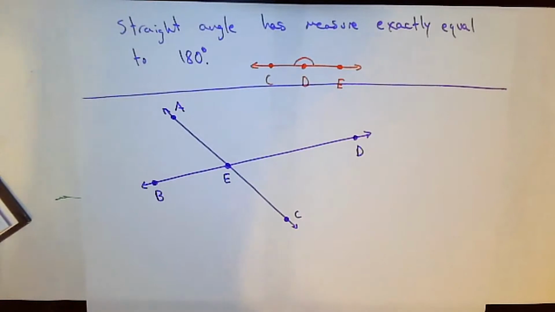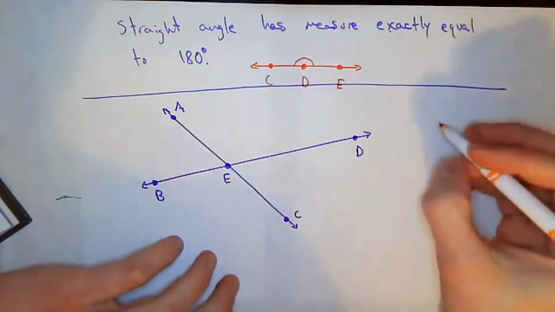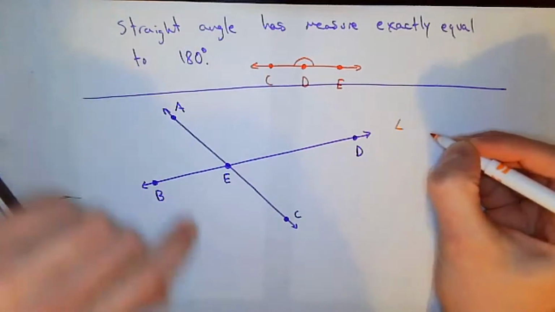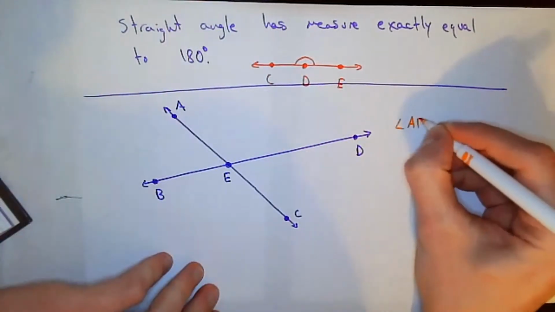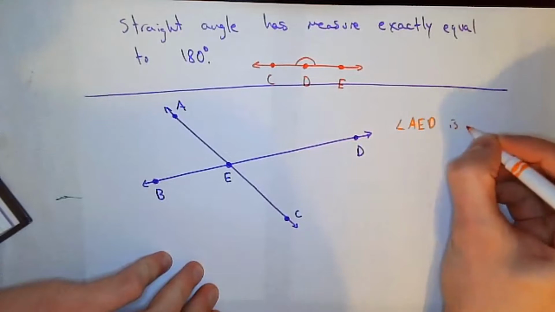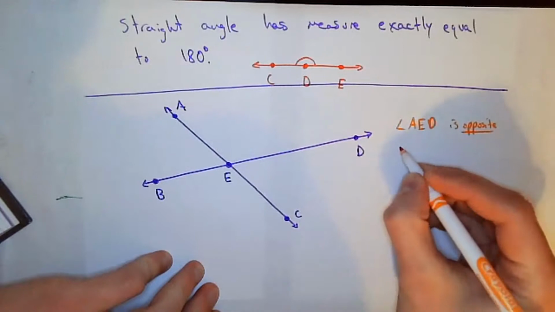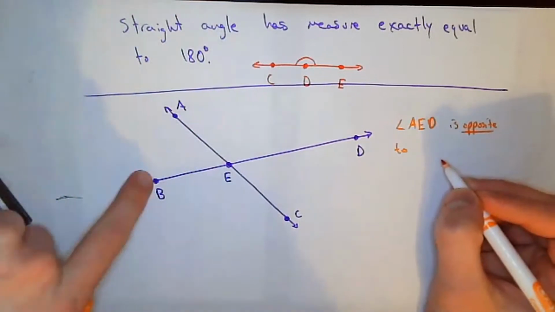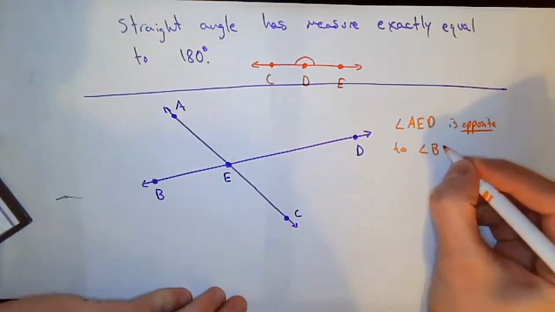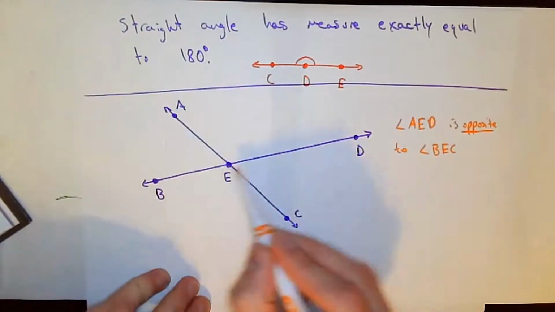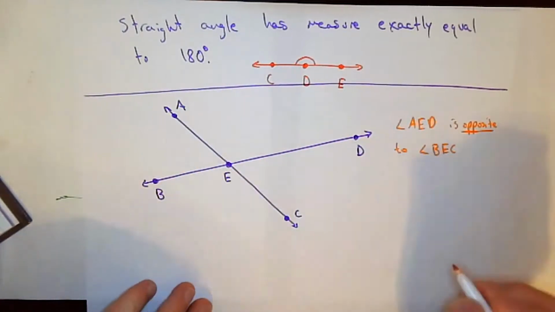Now, 2 angles that are across from each other are called opposite angles. Or you could just say 2 angles that are opposite to each other are called opposite angles. That makes sense, right? So, where are some opposite angles on here? Angle AED is opposite, opposite is the vocabulary word here, to angle BEC. So AED is opposite to BEC.